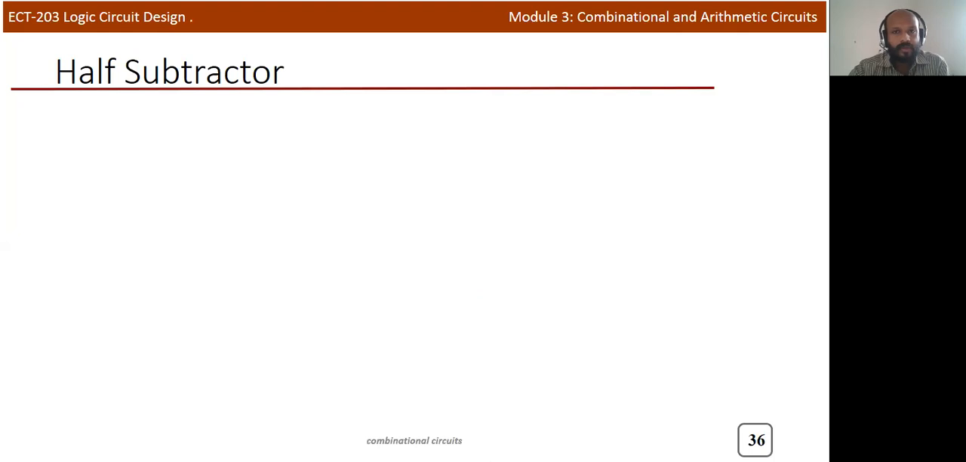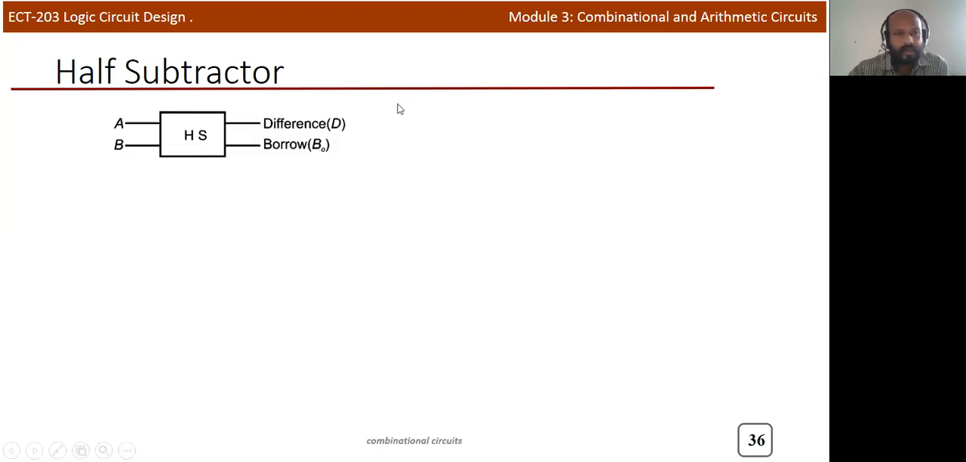So first we will discuss the half subtractor circuit. In the half subtractor circuit, there will be two inputs, A and B, and we will perform the operation A minus B. So a simple binary subtraction we will perform, and you will get two outputs. One is known as the difference output and another one is the borrow.